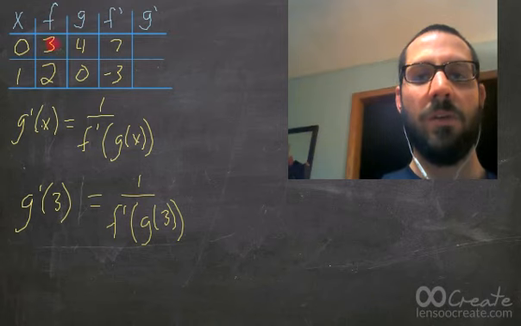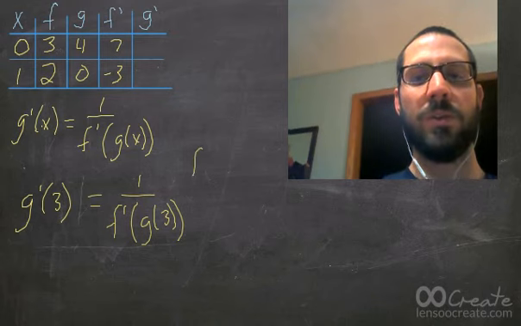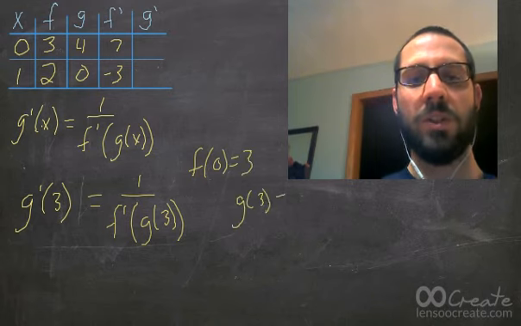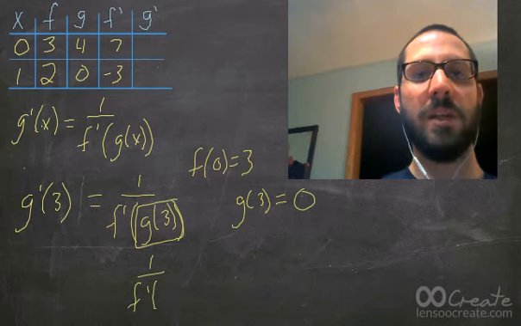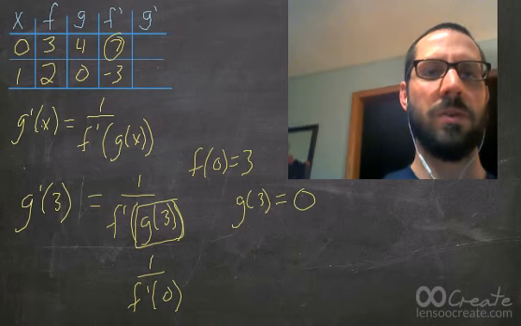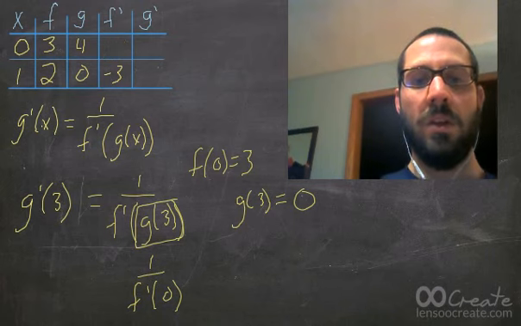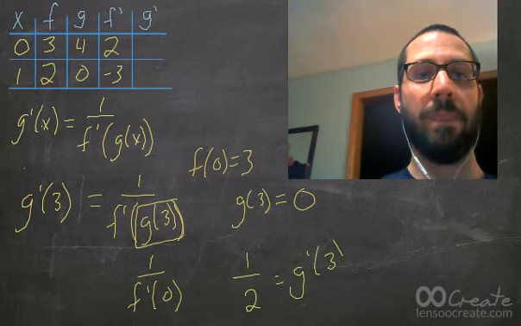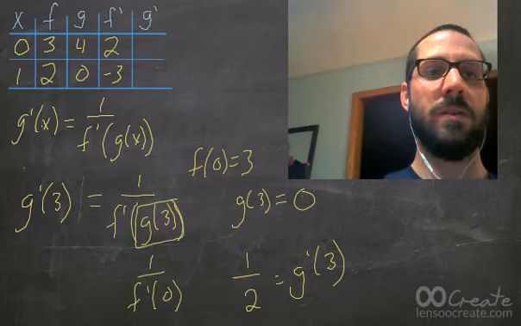From the table, f of 0 equals 3. So its inverse g of 3 would be 0. So g of 3 is 0. So we have 1 over f prime of 0, which is in our table, which is, I think it's actually a 2. So 1 over 2 would be our g prime of 3.